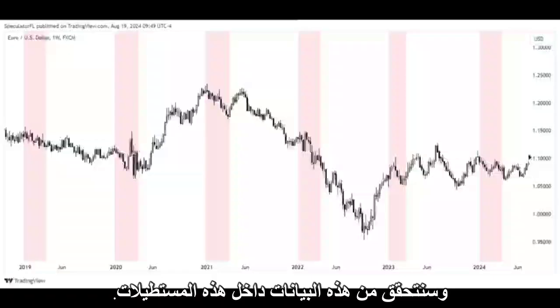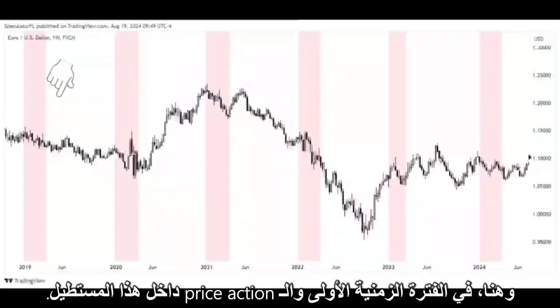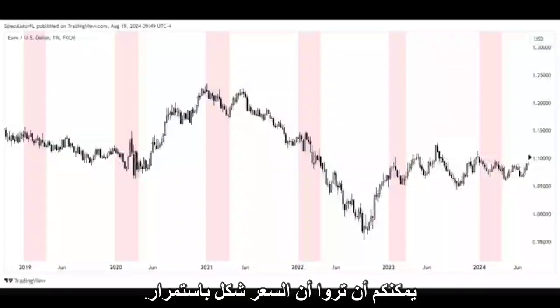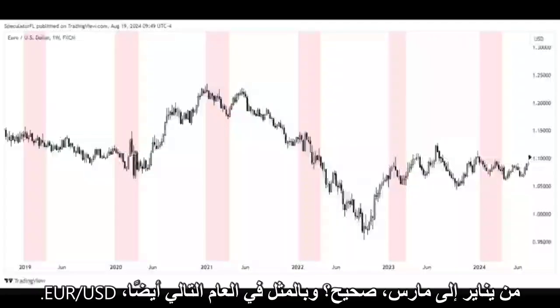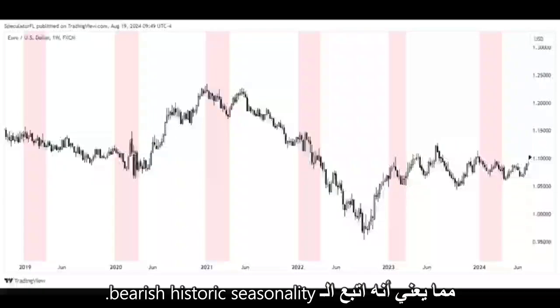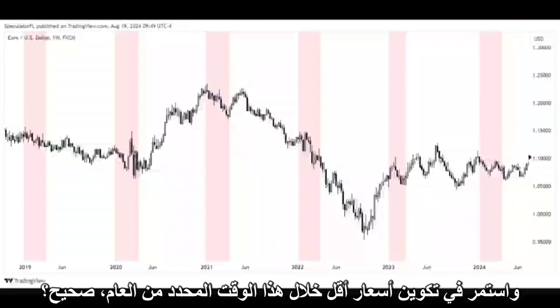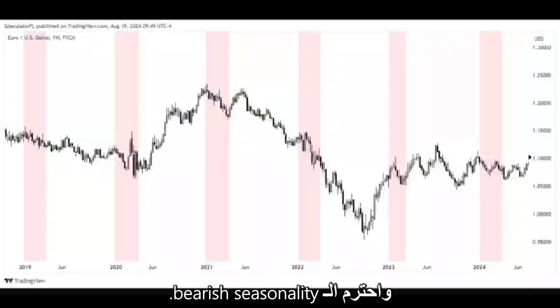And we're going to check the data inside these rectangles and see if price actually follows the bearish seasonality. Right here, in the first time window, you can see that price consistently formed lower price action from January to March. Similarly, next year as well, EUR/USD again formed lower prices and bearish price action, which means that it followed the bearish historic seasonality. Similarly, in the next few years it again followed the same theme and rhythm and kept making lower prices during this particular time of the year, and respected the bearish seasonality.